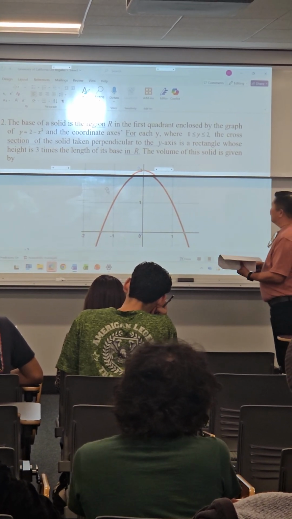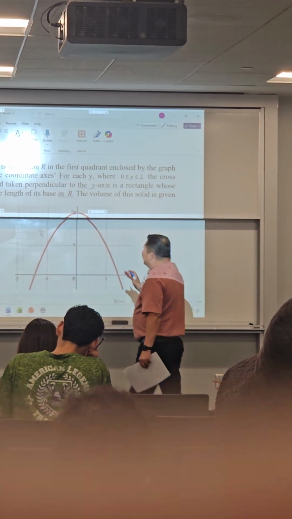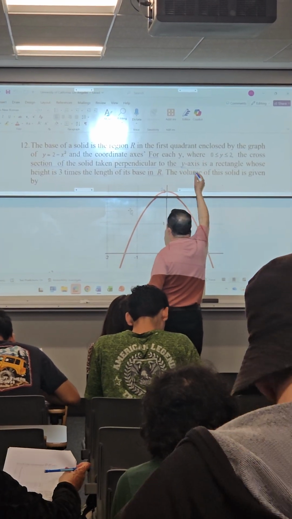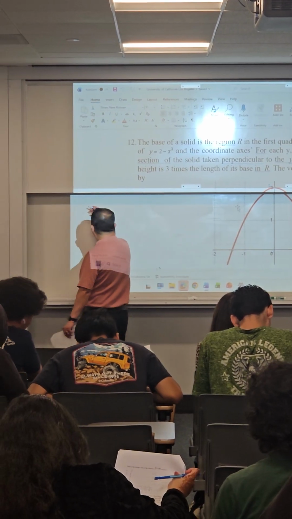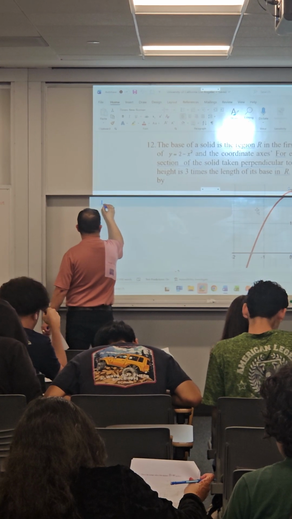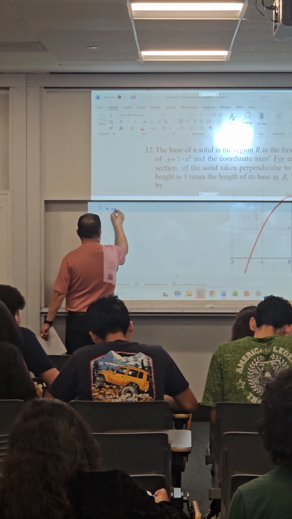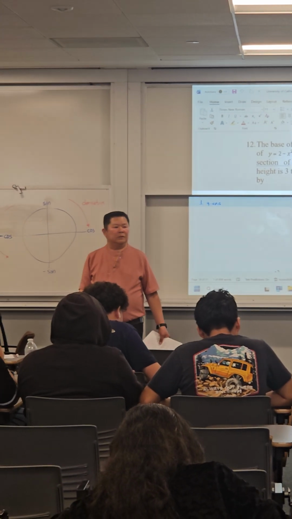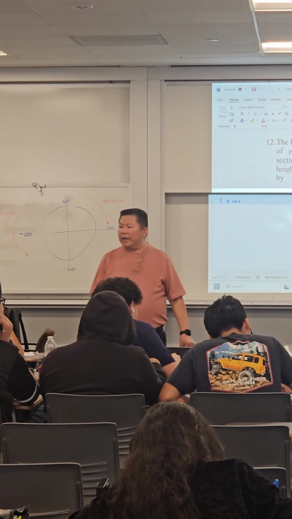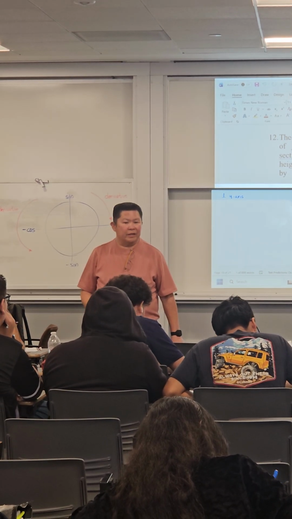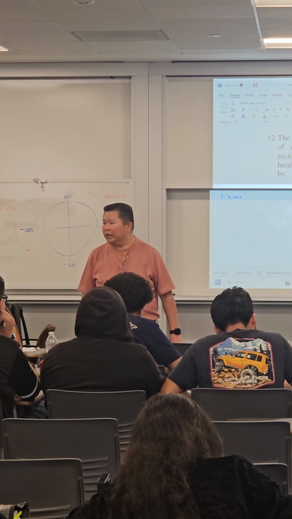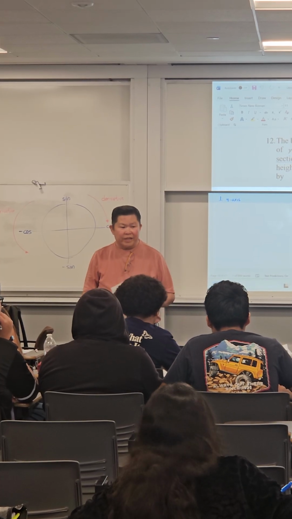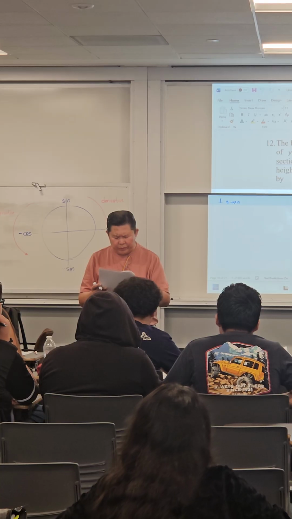The cross section of the solid is taken perpendicular. I need you to highlight the word perpendicular. To what? To the y-axis. Okay? Perpendicular to the y-axis. Which means, if this is a free response question or multiple choice question, we're going to knock out the non-dy. What are the non-dy's right there? Of course, the dx. Test taking strategy. Knock out the dx.